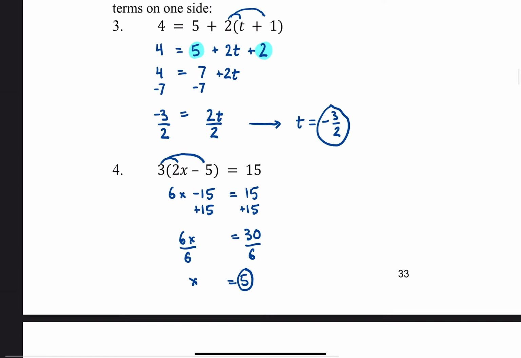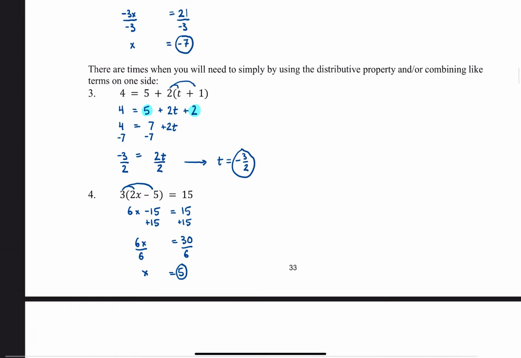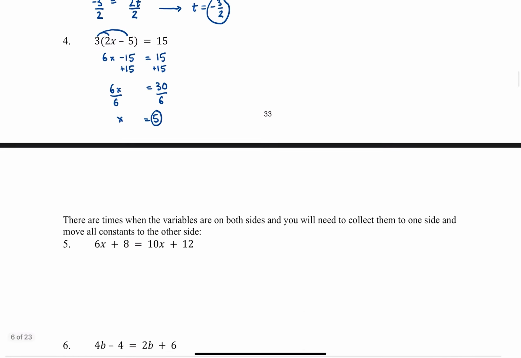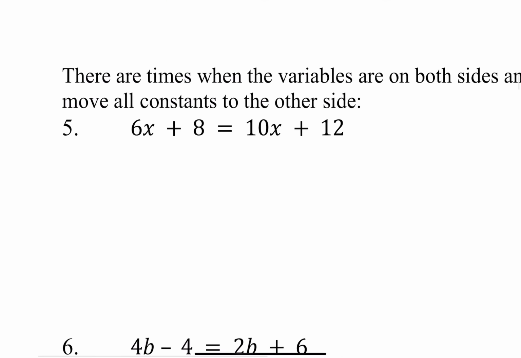All right, so those are the basic ideas so far. Let's see what we'll encounter on the next set of exercises. There are times when the variables are on both sides, and you'll need to collect them on one side and move all of the constants to the other. Okay, let's zoom in and see what that means.